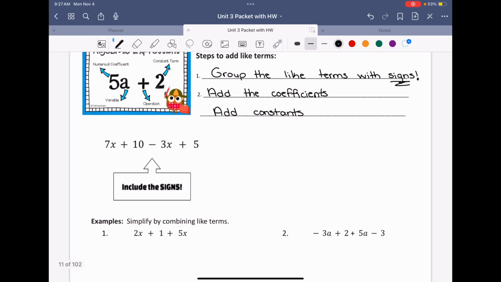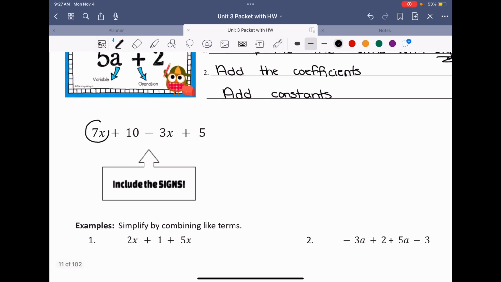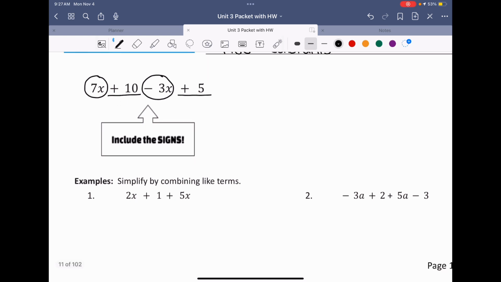When we group our like terms, we're going to group them by circling, boxing, making a triangle, or underlining them. Or if you have highlighters and you want to use different colored highlighters, you can do that too. So I'm just going to circle all my values with an x. So 7x, negative 3x. And then I have 2 constants. I usually underline my constants. If you want to box them, that's fine.